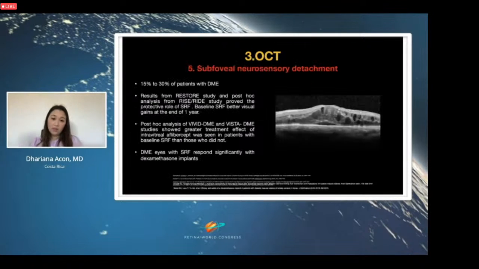Another biomarker that we can see by OCT is the subfoveal neurosensory retinal detachment, which is present in 30 to 50% of patients with edema. We know from results of RESTORE and the post-hoc analysis of RISE and RIDE that subretinal fluid proved to have a protective role in visual gains at the end of 1 year. Also, post-hoc analysis from the VIVID and VISTA studies showed greater treatment effect when patients had baseline subretinal fluid. And usually these patients also respond significantly better to treatment with steroids.